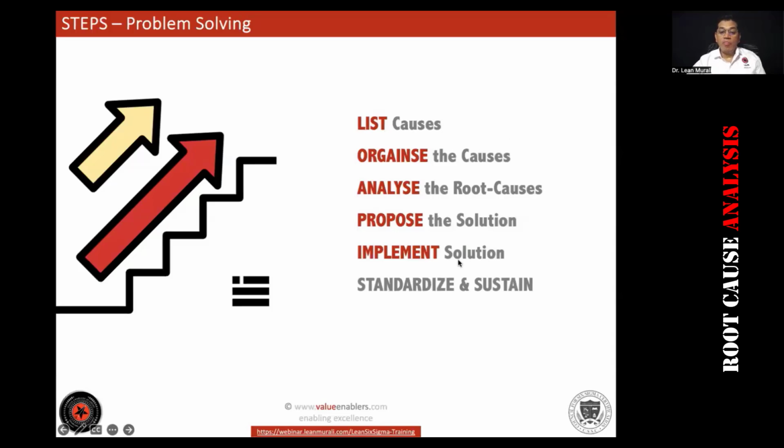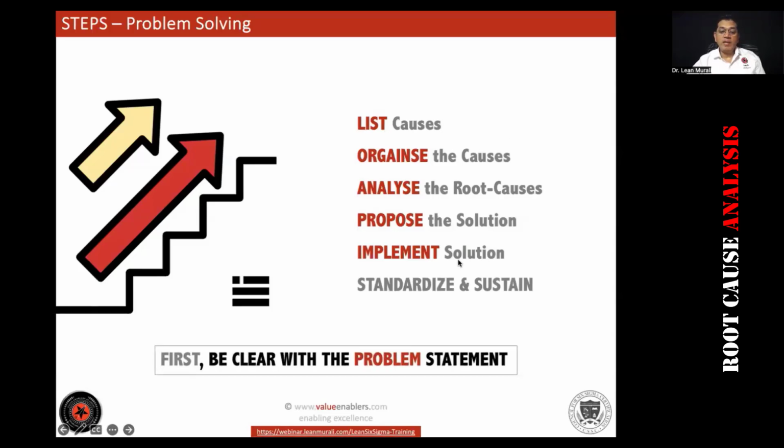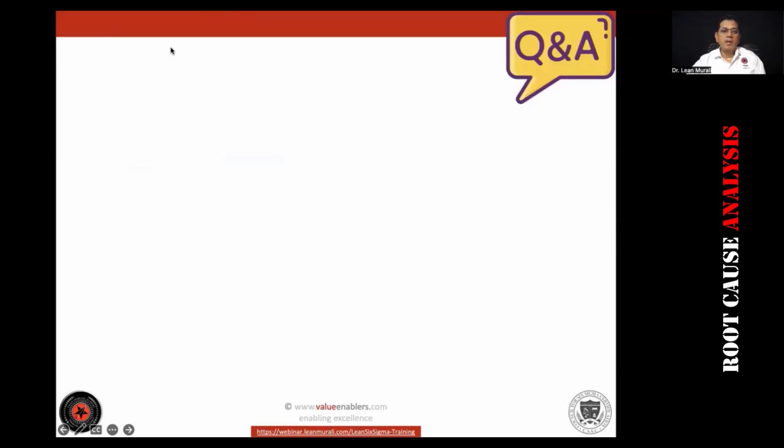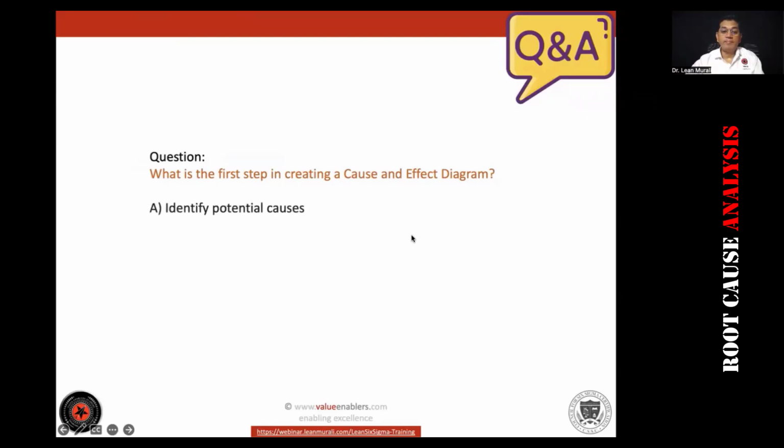Okay, now the first thing you must be clear is the problem statement. You must define the problem clearly. That is the first thing. All right, so the question here is, I have sandwiched the questions between the presentations today. Okay, what is the first step in creating a cause and effect diagram?